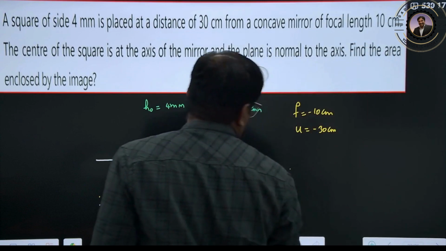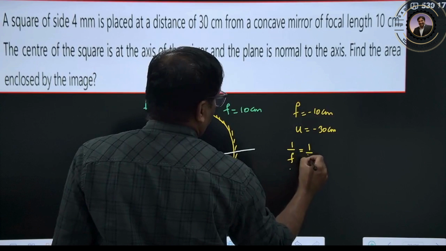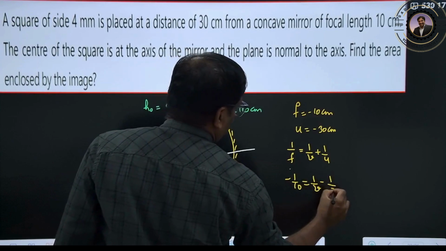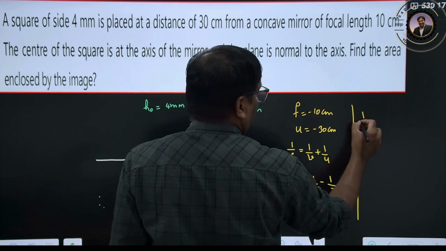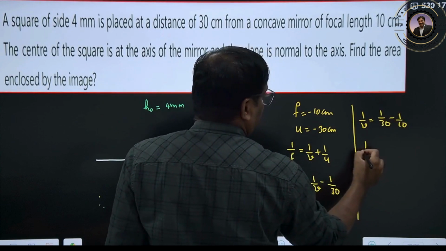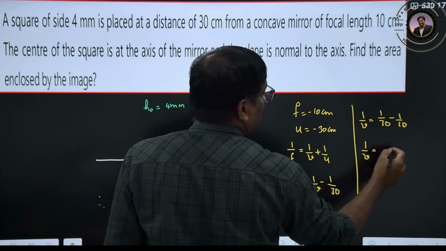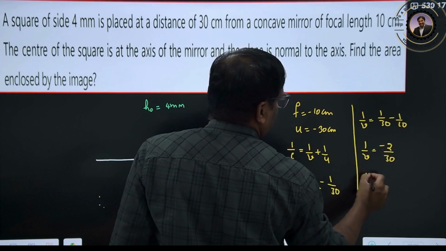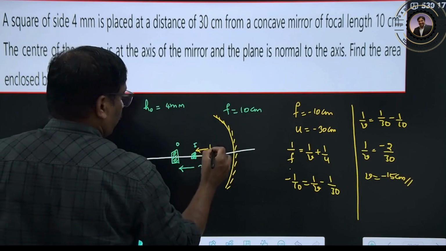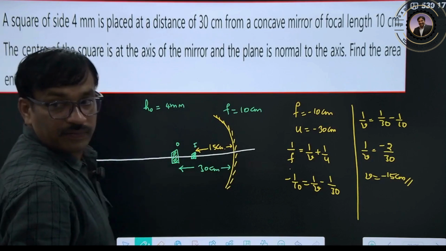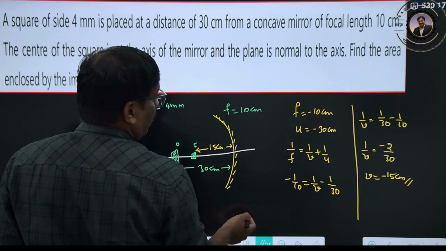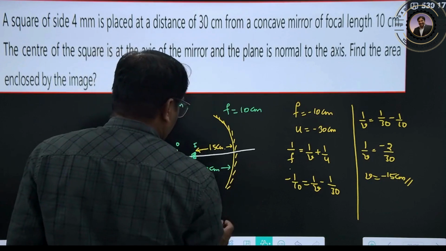So, where will the image distance be? 1 by f is equal to 1 by v plus 1 by u. So minus 1 by 10 is equal to 1 by v minus 1 by 30. Clear? So 1 by v is equal to 1 by 30 minus 1 by 10. Therefore 1 minus 3 over 30, so minus 2 by 30. So v is equal to minus 15 centimeter. Therefore the image is formed at 15 centimeter. Clear? You understand? Now we want to calculate the height of the image.